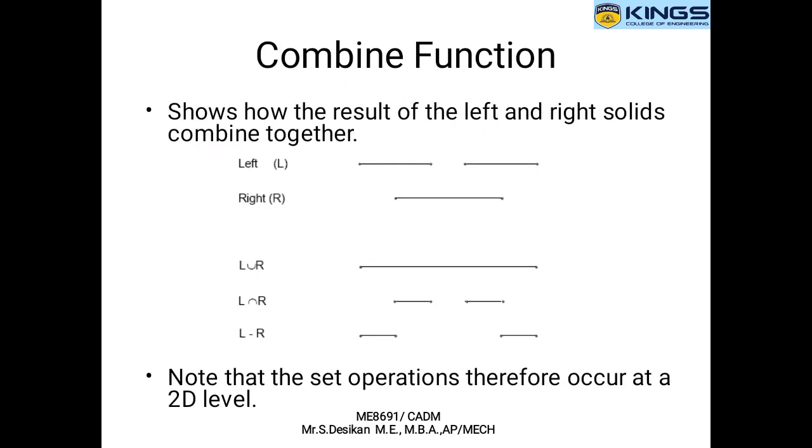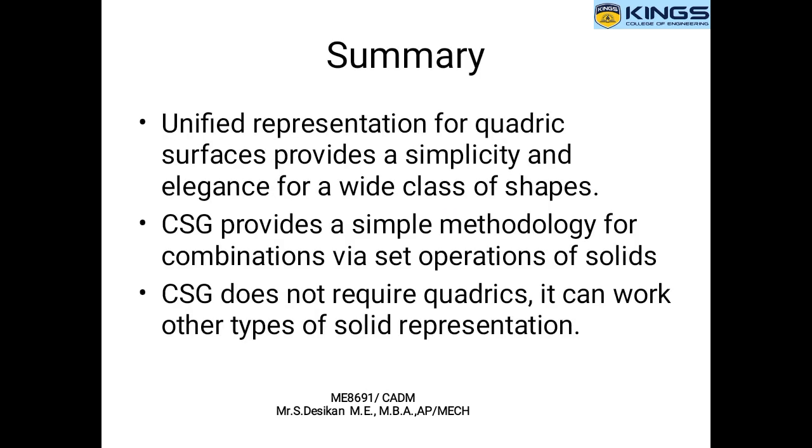We have to combine this function. L is called the left ray and R is called the right ray. L union R is the combination of these two functions. L intersection R is the common part of these two functions. L minus R means totally the L is there and the length of R is subtracted, and we get this simple equation.